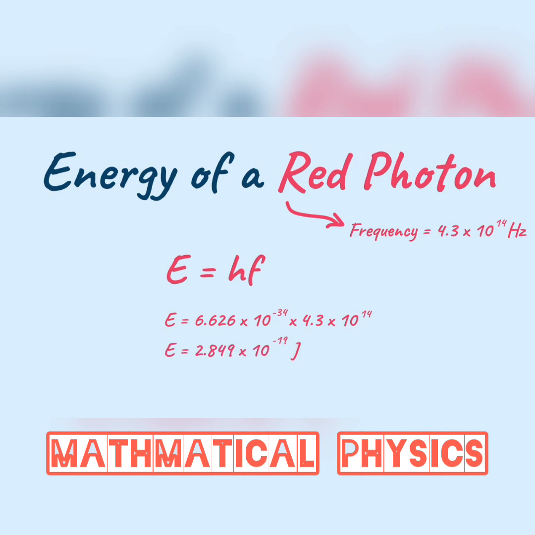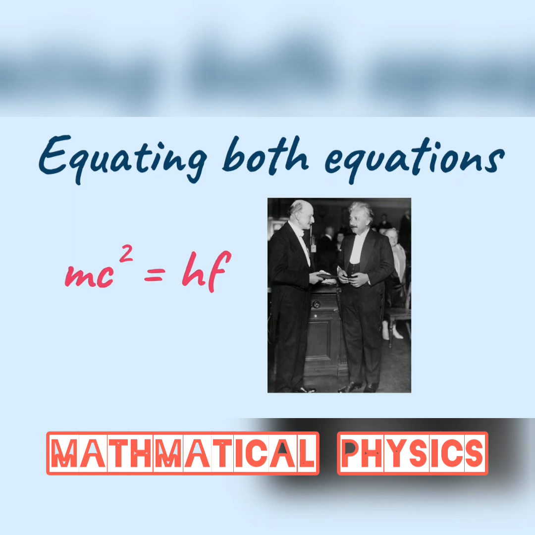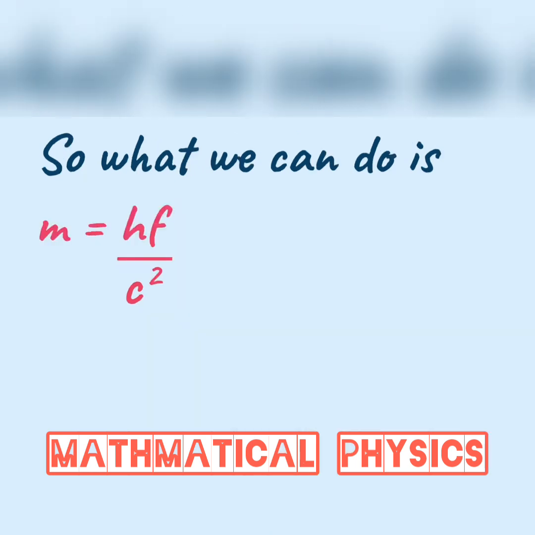But now let's take a look at the wider picture. Later, Einstein proved that E equals mc squared, where m is the mass of the body and c is the speed of light. So now, if we equate both of these equations, as both of these are equations for the energy, we get mc squared equals hf. So now what we can do is get the value of m by transposing c squared to the other side. And when we do so, we get m equals hf upon c squared.